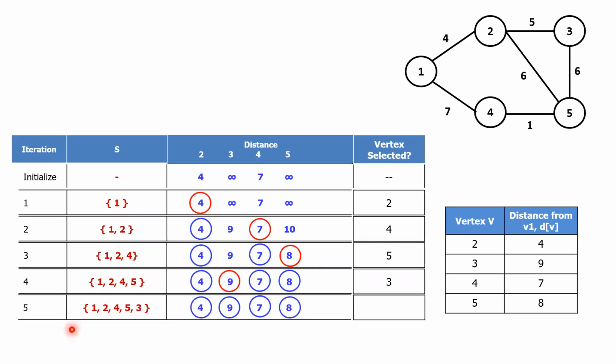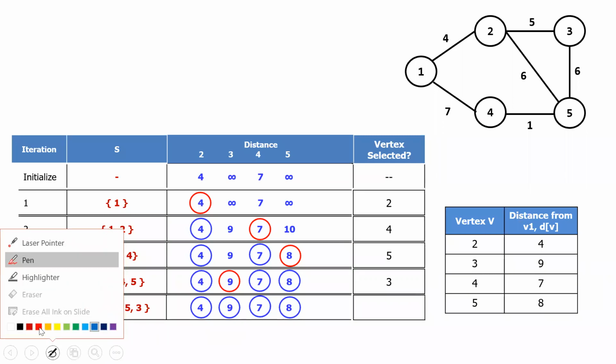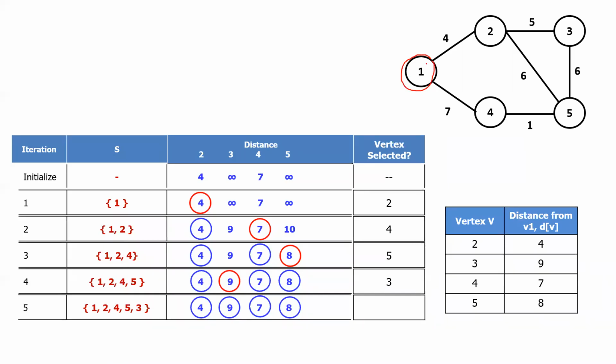Initially, what did I do? Given the particular graph and considering that this is the source vertex, I have selected this vertex. Then I have determined the initial distances, step 1 row. The distances were 4, 7, infinity and infinity. So the same things are tabulated here, 4, infinity, 7 and infinity. These are the distances from node 1 to node 2, 3, 4 and 5.